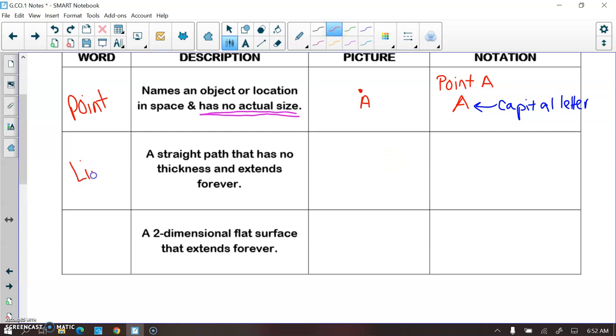is a straight path that has no thickness and extends forever. So here would be an example of a picture of a line where you have two arrows on the end, and it's a straight line. And now what we do is we name a line with 2 points. So you can name this line AB. You can also name this line BA.